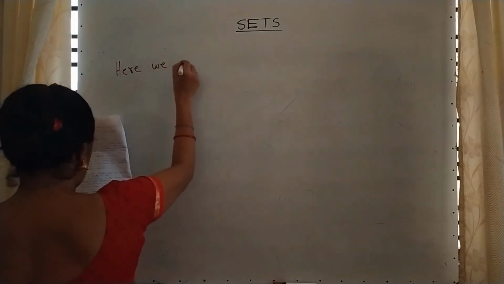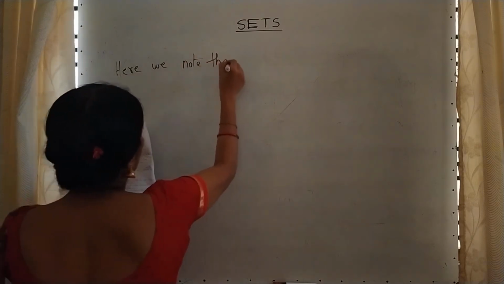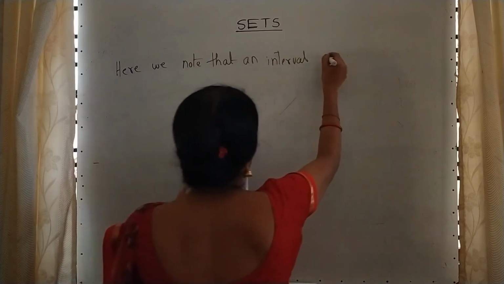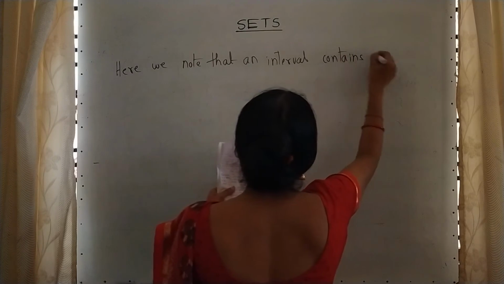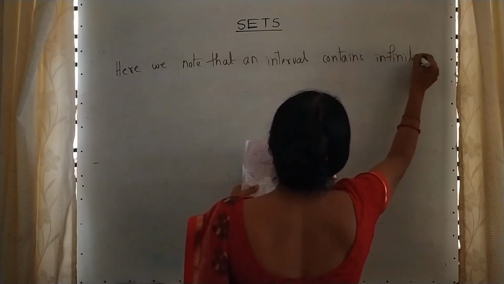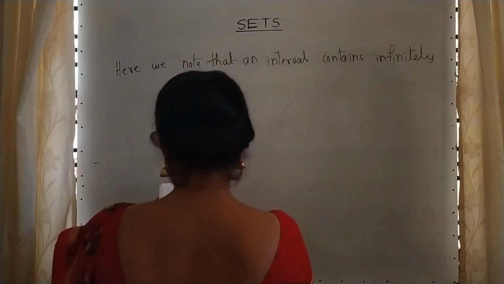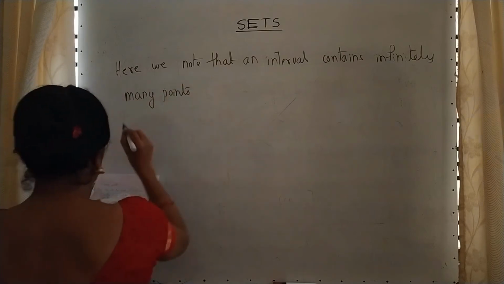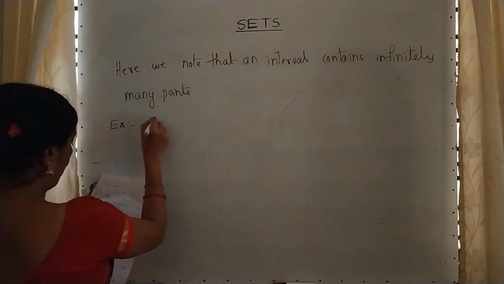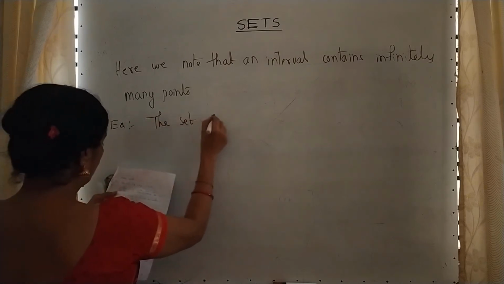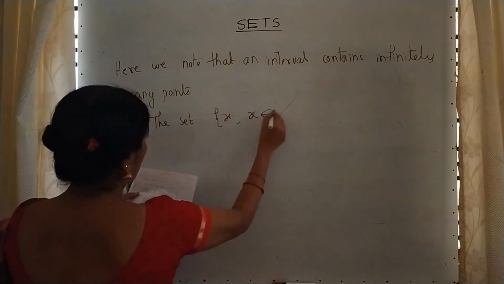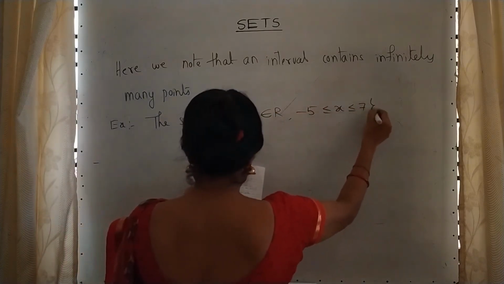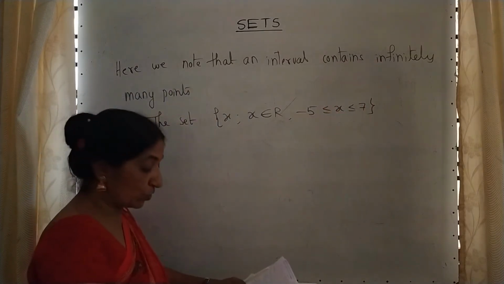Here we note that an interval contains infinitely many points. See, for example, the set of X such that X belongs to the set of real numbers and in between -5 and 7. See which type of interval it is? It is a closed interval.